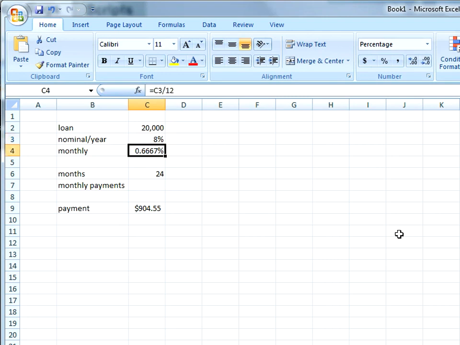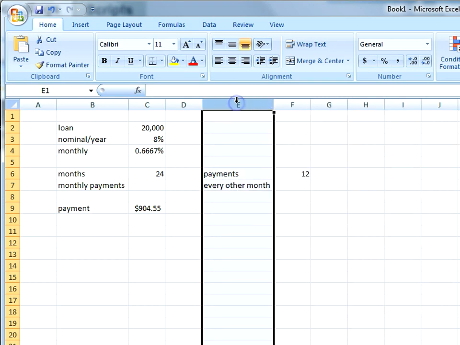Now, it could be possible that this same $20,000 with a nominal rate of 8% and also with a compounding rate of 0.66% could be paid also in 24 months, but with, say, 12 payments. Payments are still going to be within 24 months, but we are going to have payments every other month.